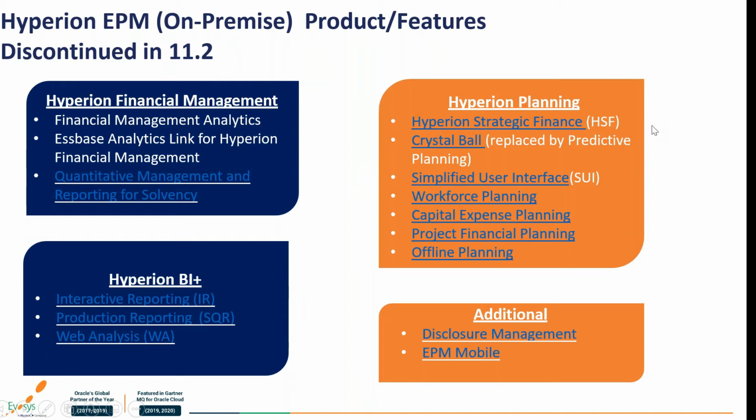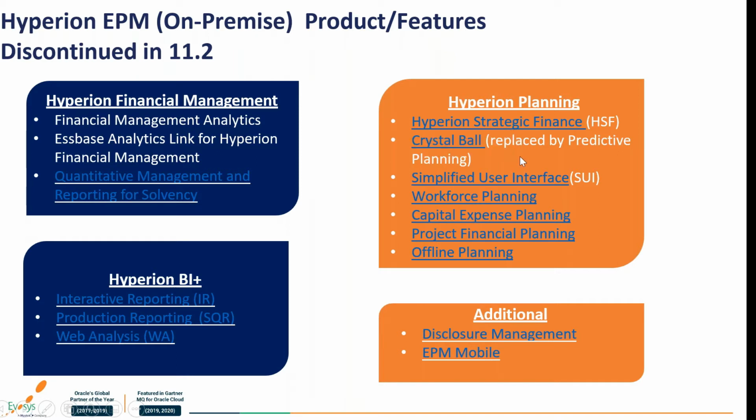Moving to Hyperion Planning, where there are bigger impacts of some major features being taken off. To start with, I'll start off from these four. In 11.2, the simplified user interface will be taken off. The out-of-the-box modules of workforce, capital expense, as well as project financial plan, will be removed from the new versions of 11.2. Crystal Ball is being removed, but it's basically being replaced by predictive planning, which is a feature that all of the cloud customers of planning and budgeting are using at this moment. So it will be replaced with predictive planning.